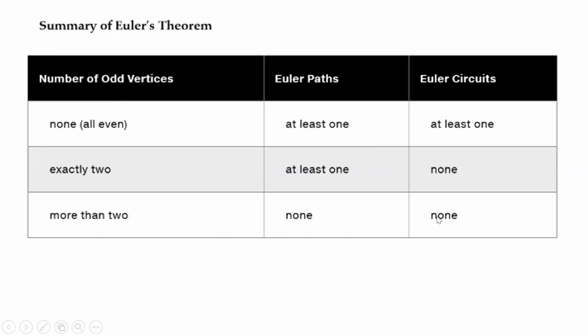Knowing this will really help you understand how to determine if there's an Euler path or an Euler circuit. So knowing these 3 items here with the corresponding paths and circuits will really help you for this section. That's all for this section, so let's stop here.